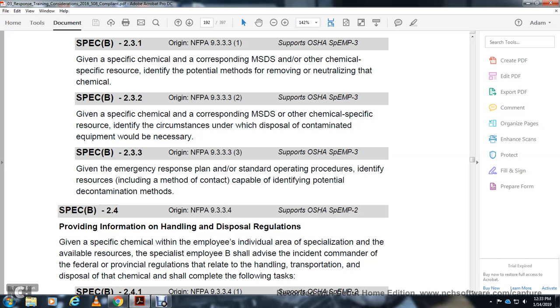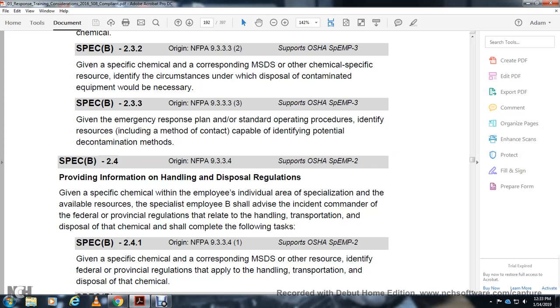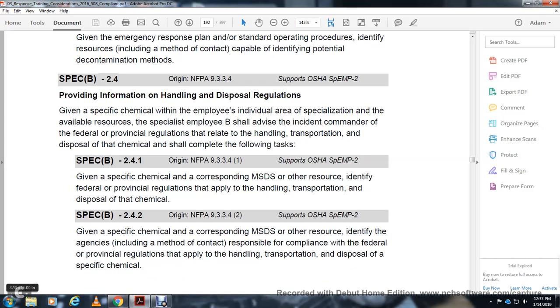Specialist employee B shall provide the incident command with the federal provisional regulations related to the handling and transportation of the chemical, and shall complete the following task: given a specific chemical with the corresponding material safety data sheet and other resources developed by the agency, including the method of contact, identify the federal regulations applying to the handling and transportation of the specific chemical.